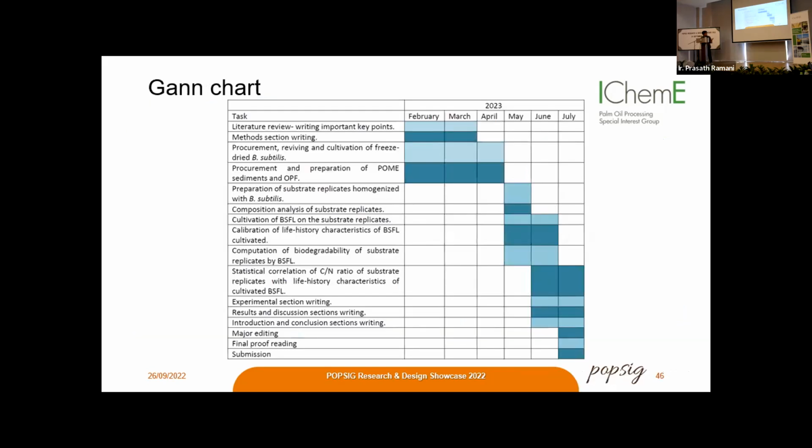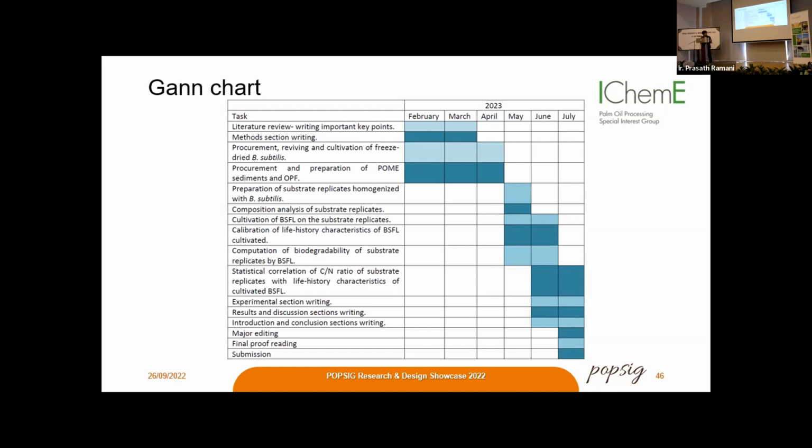So here's the Gantt chart that we have included in our proposal. So in February and March, we will basically do all the preparation work such as procurement. And then in April, we will start to revive the freeze-dried bacteria and multiply it. May and June will be the core periods for experiments where we will feed the BSFL, observe their growth, and then obtain the data we require. And then we will also observe the biodegradability of the blended substrates.